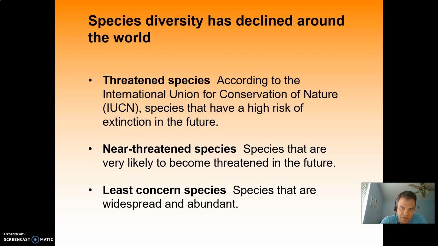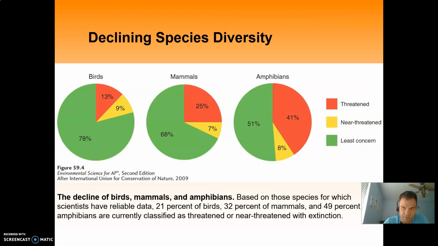Near threatened species are going to be ones that are likely to move into the threatened level in the future, and least concern are species that are widespread, abundant, and have lots of diversity. If we look at it, we do, thank goodness, have a majority of least concern in most spaces, but the amount that are threatened, that's not a good thing.